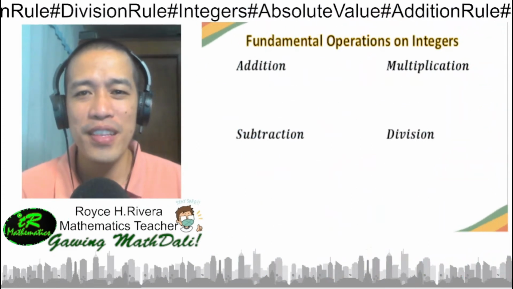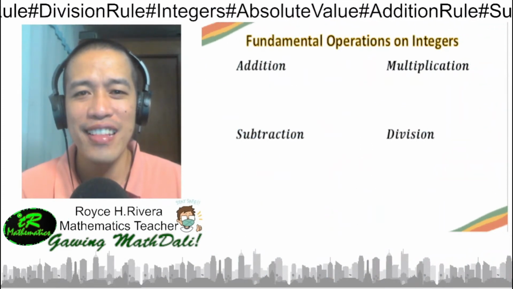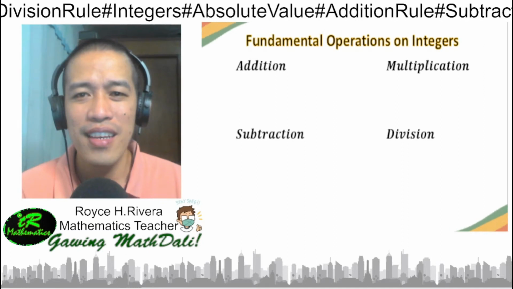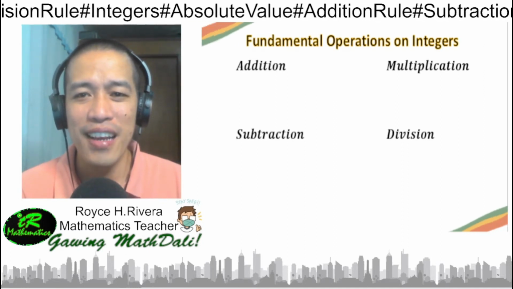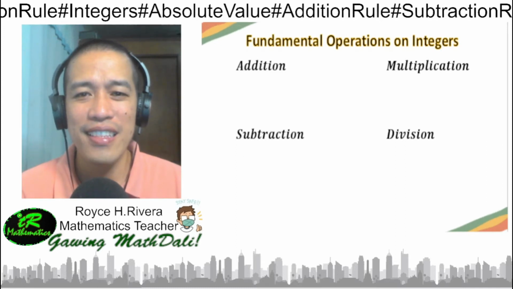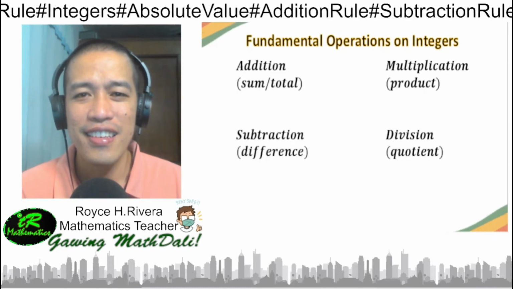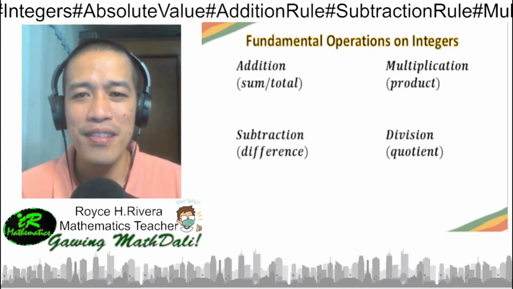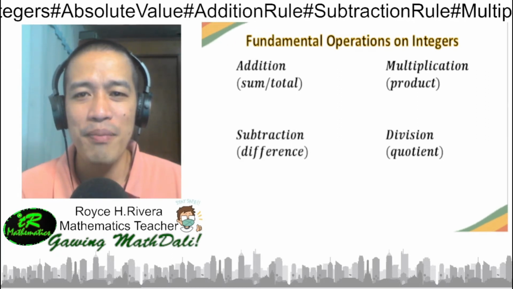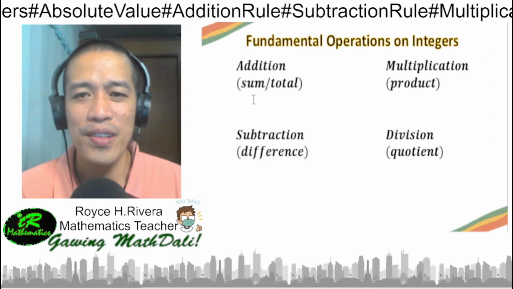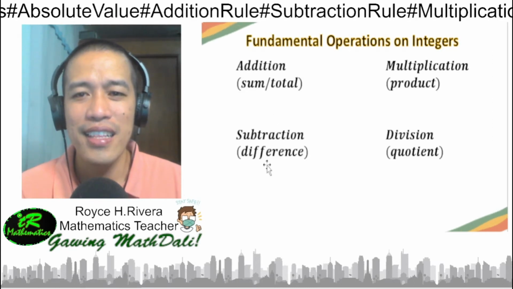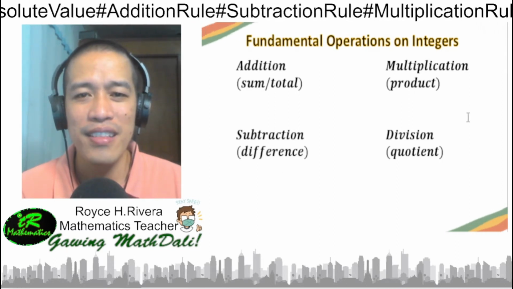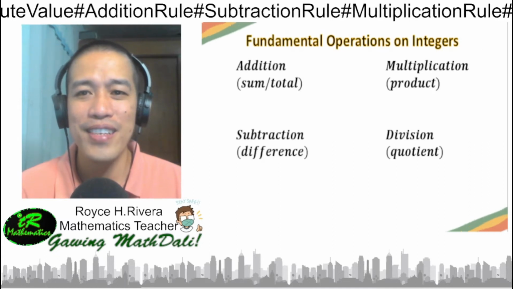We now proceed with the fundamental operations on integers. As we all know, we have 4 fundamental operations, namely addition, subtraction, multiplication, and division. So here are the names or terms for the answer for each operation. Sum or total for addition, difference for subtraction, product for multiplication, and quotient for division.